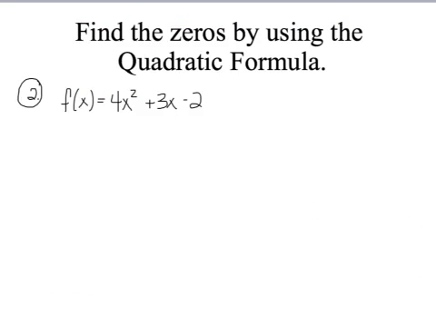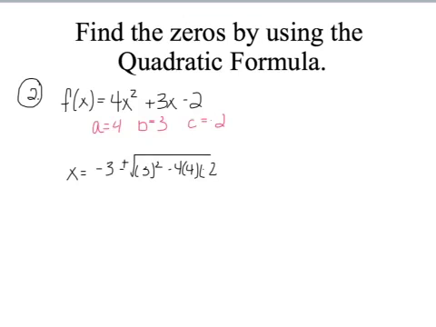Okay, let's try example 2. We have f of x equals 4x squared plus 3x minus 2. So we see a equals 4, b equals 3, and c equals negative 2. So I'm going to substitute those into my formula. We have x equals the opposite of b plus or minus the square root of b squared minus 4 times a times c, all over 2a. And now we're going to start by simplifying that radicand.